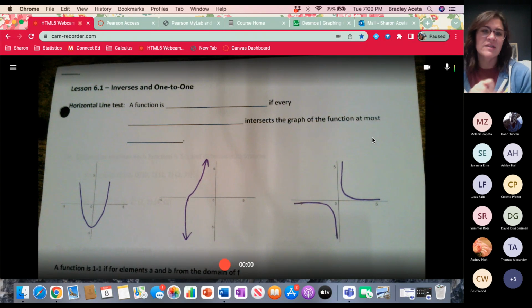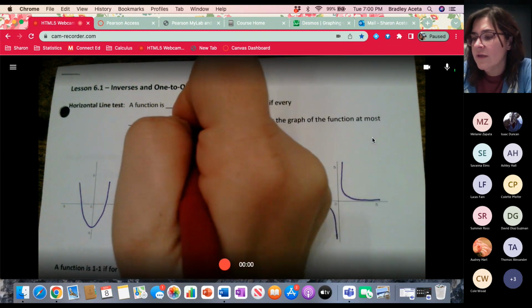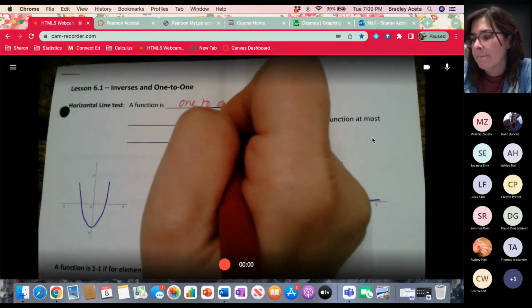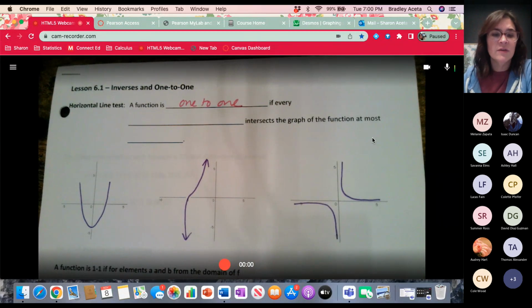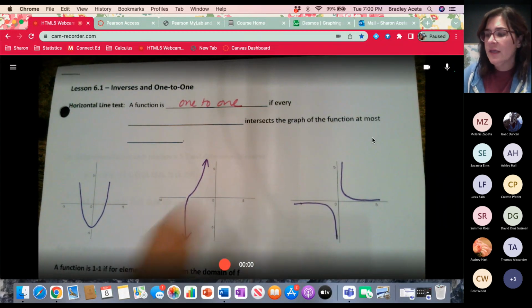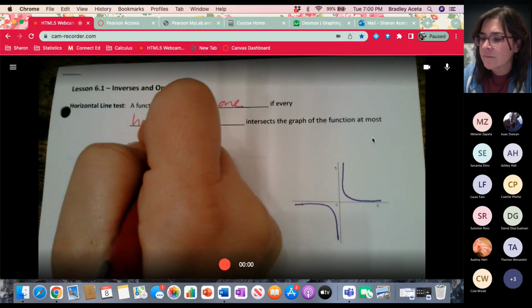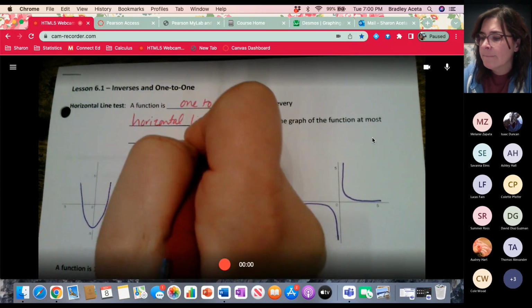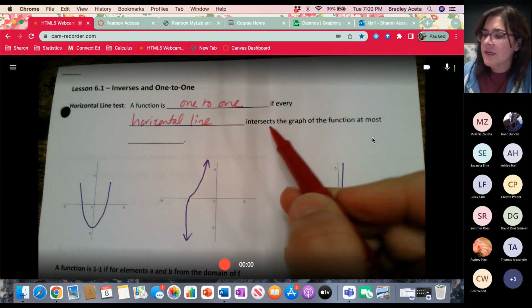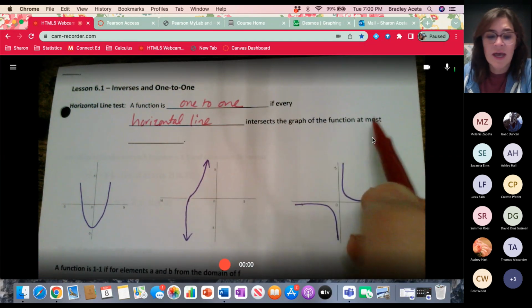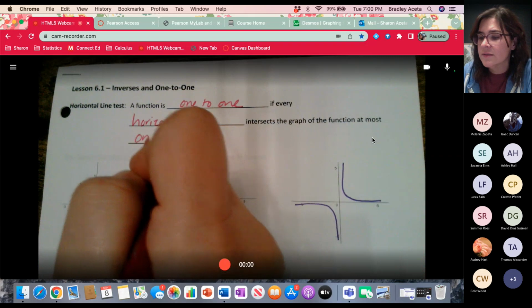All right, so there is something called a horizontal line test. And what that horizontal line test does is that a function is considered one-to-one if every horizontal line intersects the graph of the function at most once.